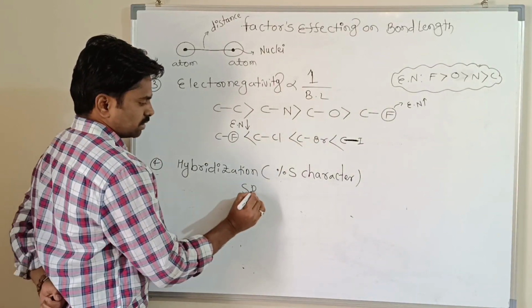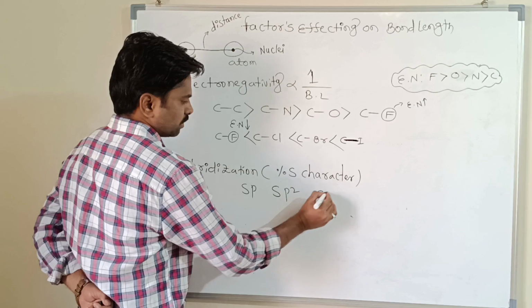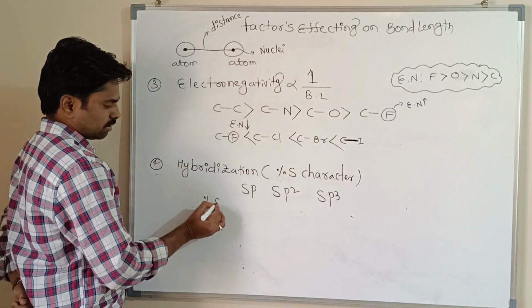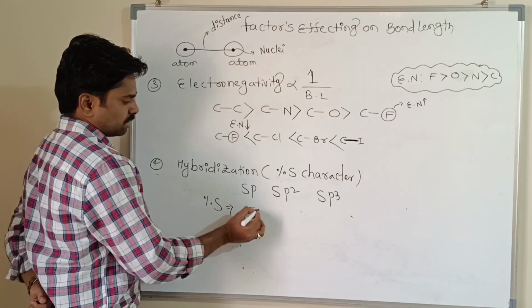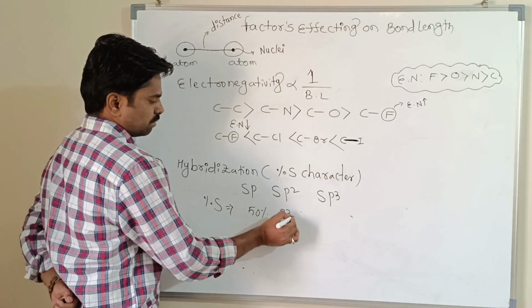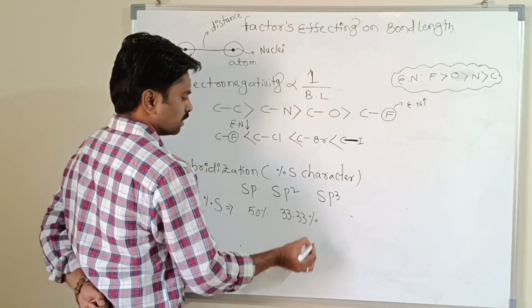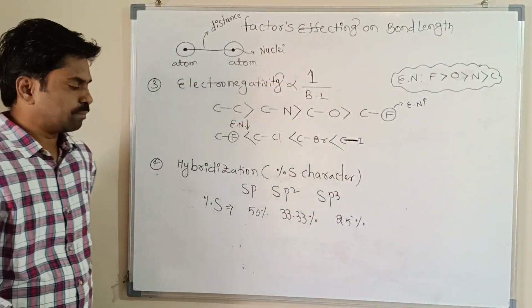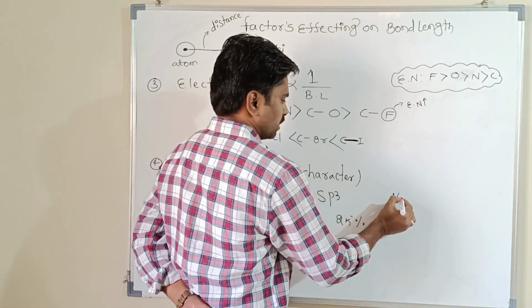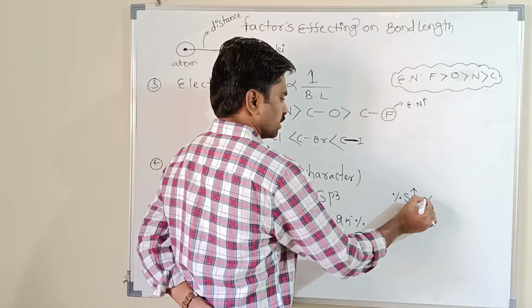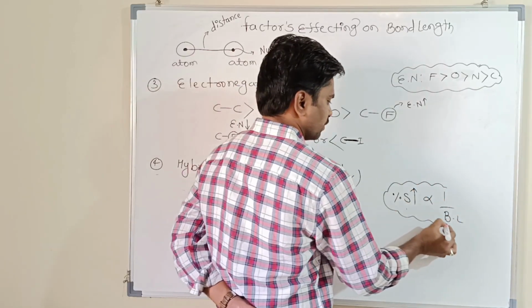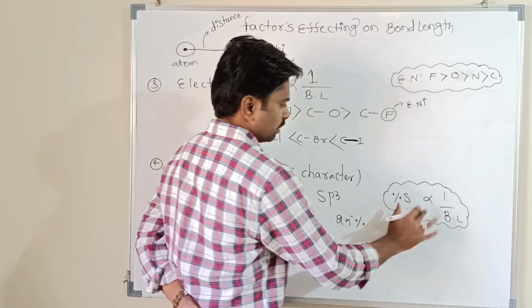So we know the hybridizations sp, sp2, sp3, and the percentage of S character. Here is 50% S character, here is 33.33% S character, and we already know 25% for sp3. If the S percentage increases, the bond length will decrease. So the percentage of S character and bond length are inversely proportional.